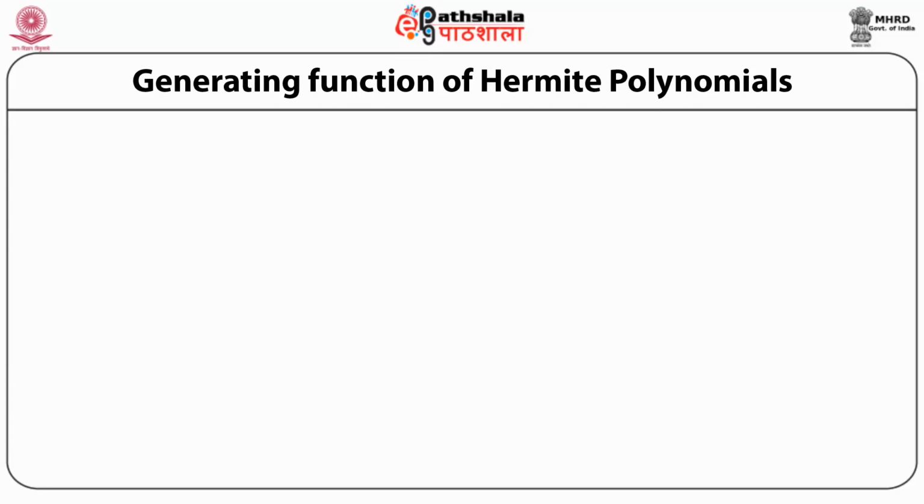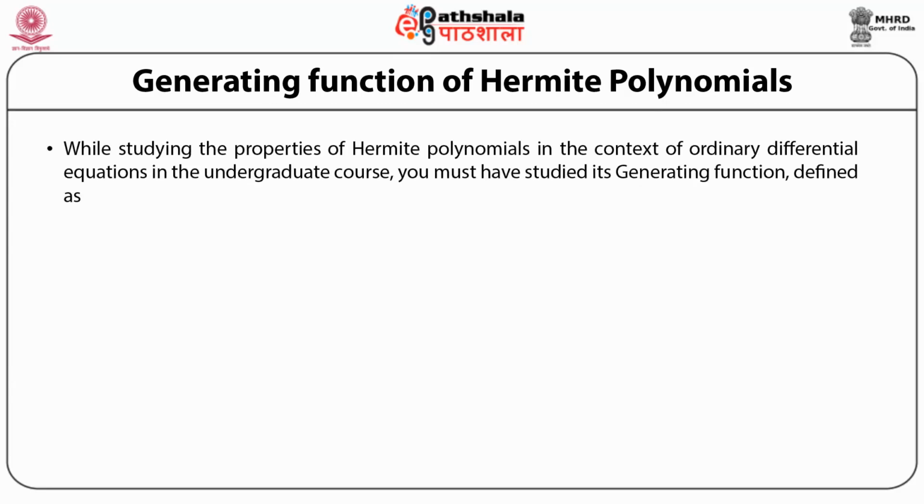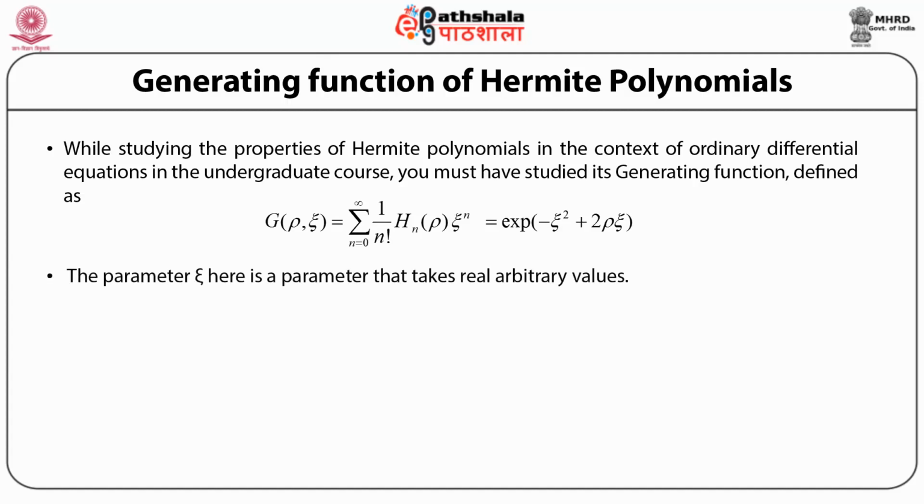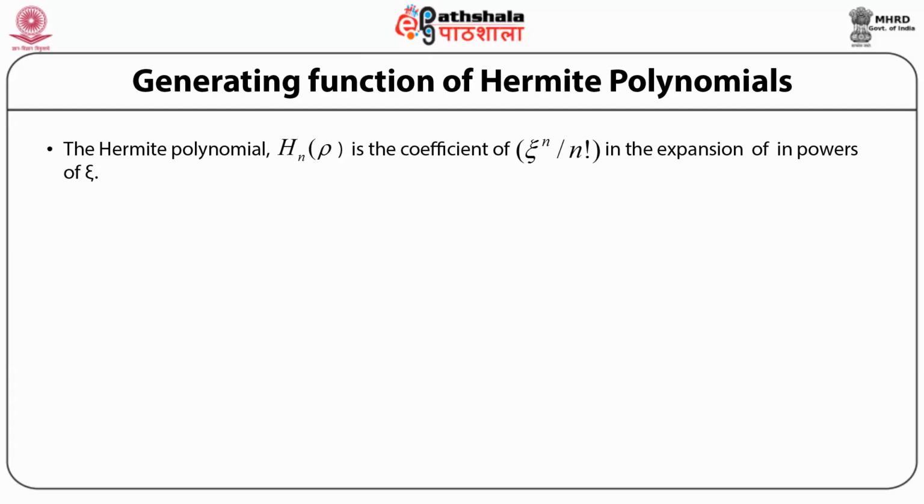Next, we discuss the generating function of Hermite polynomials. While studying the properties of Hermite polynomials in the context of ordinary differential equations in the undergraduate course, you must have studied its generating function, which is defined as g(rho, xi) is equal to summation over n going from 0 to infinity 1 by n factorial into H_n(rho) into xi raised to power n. This is equal to exponential of minus xi square plus 2 rho xi. The parameter xi here takes real arbitrary values. The Hermite polynomial H_n(rho) is the coefficient of xi raised to power n by n factorial in the expansion of exponential of minus xi square plus 2 rho xi in powers of xi.